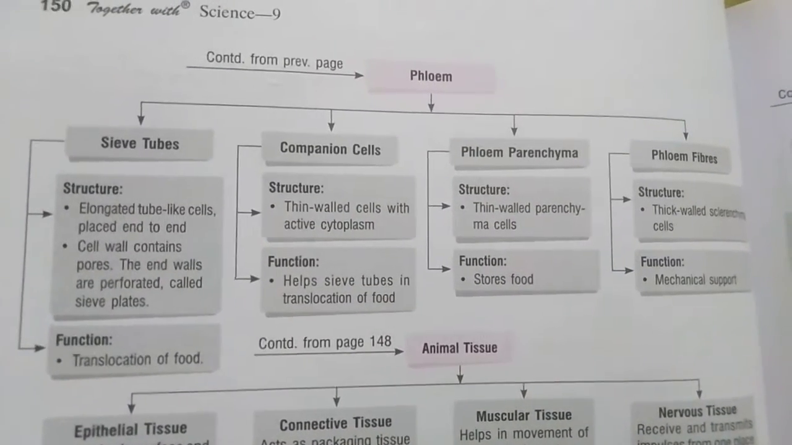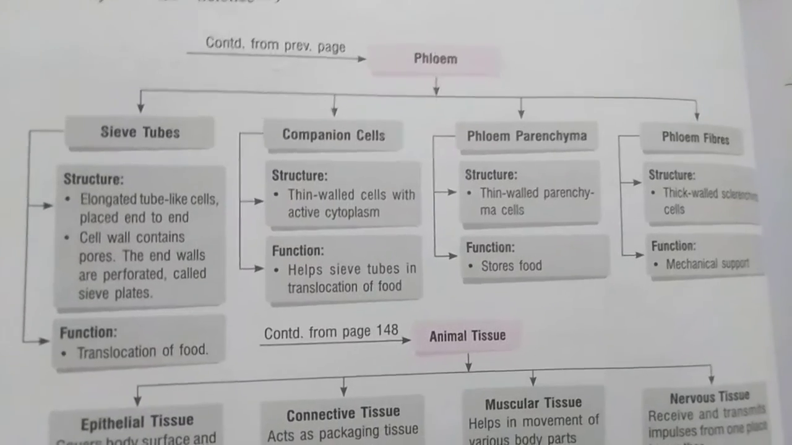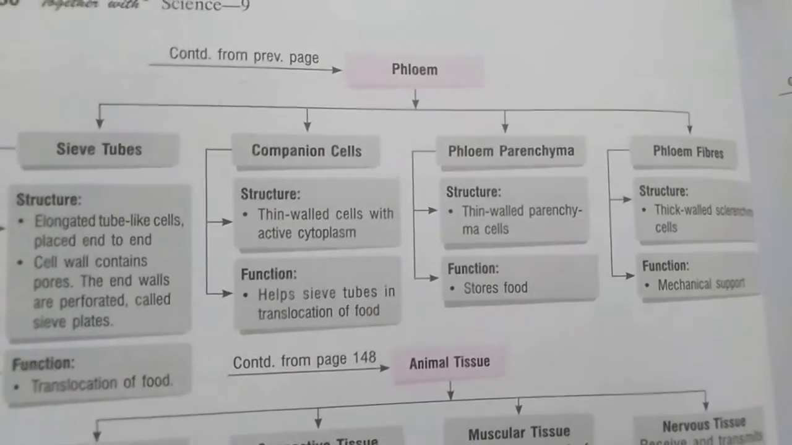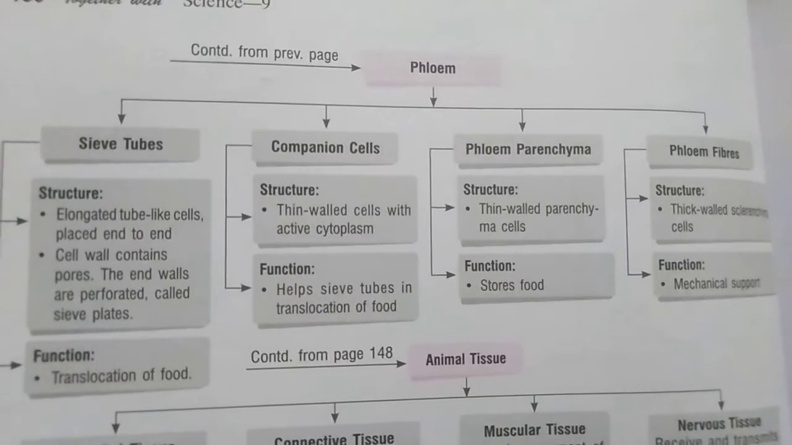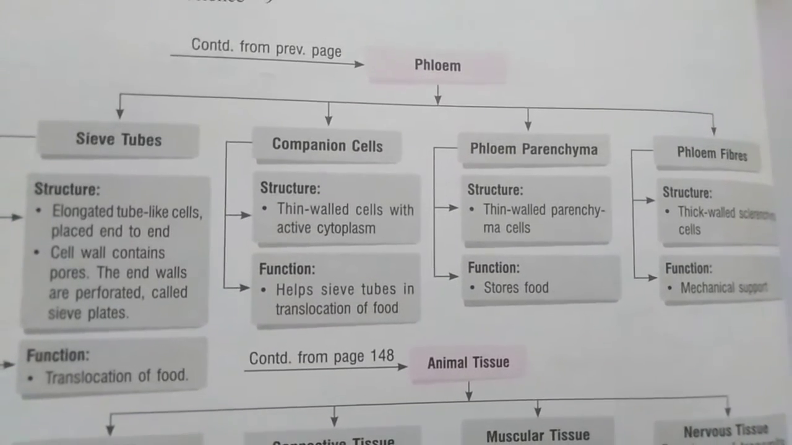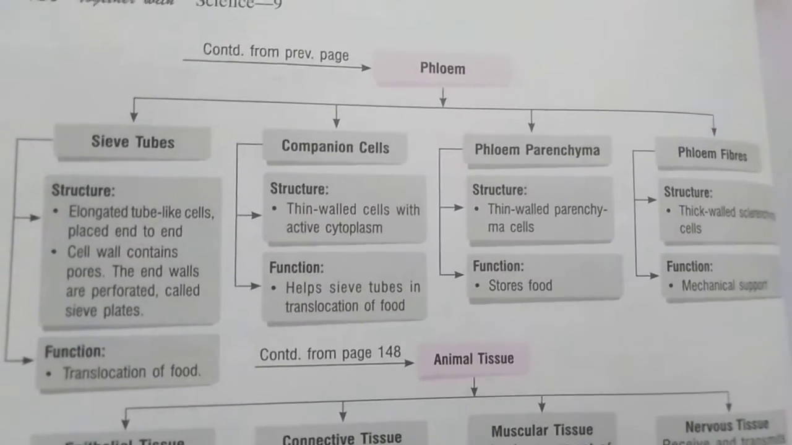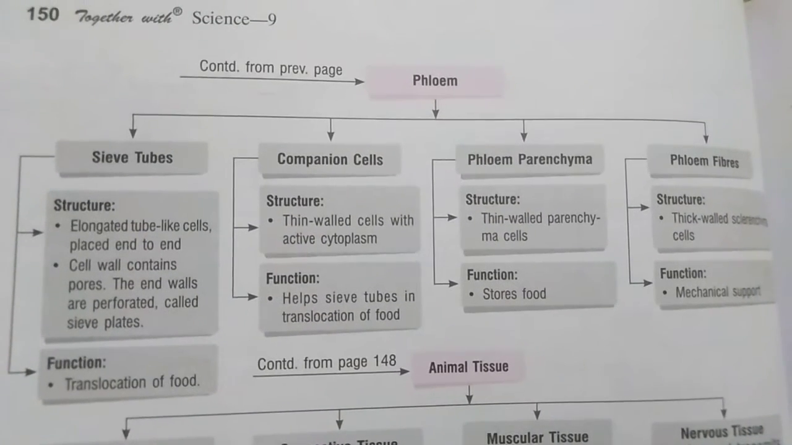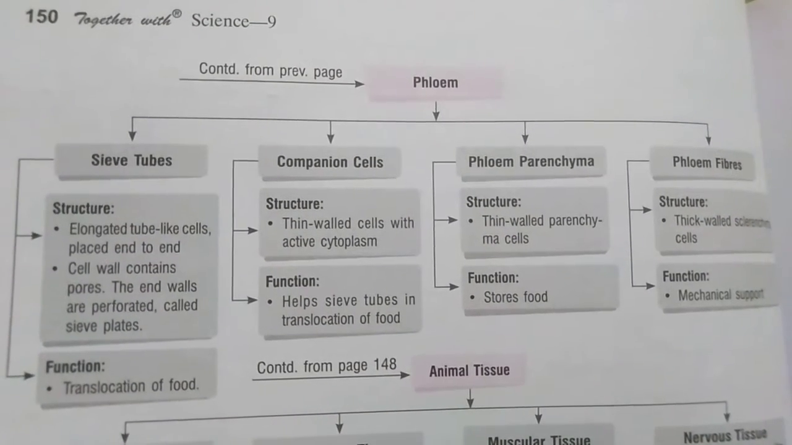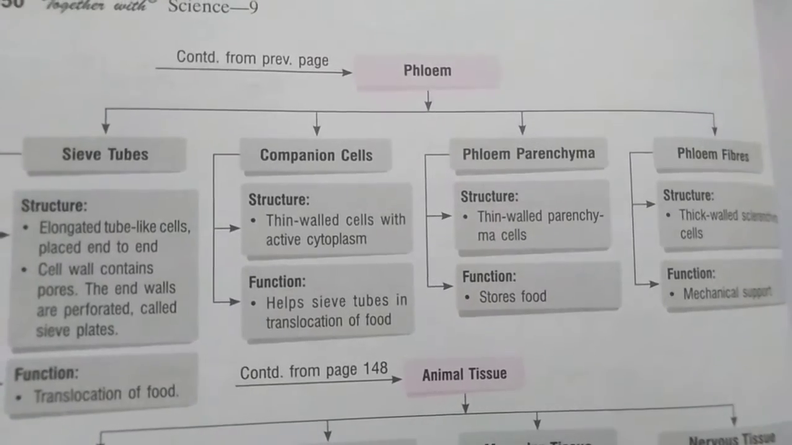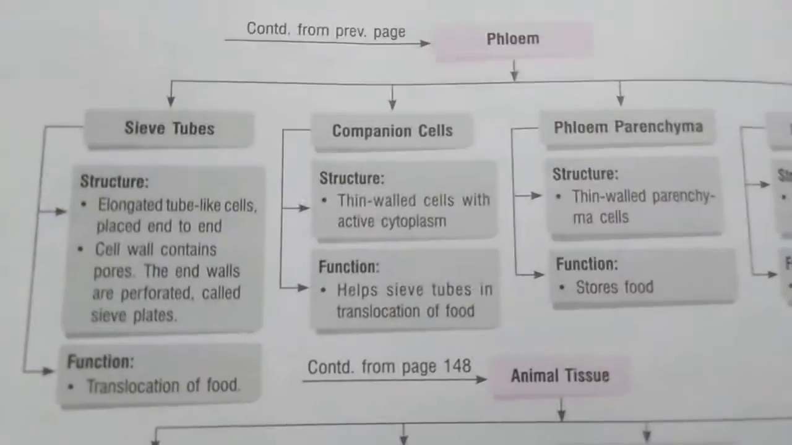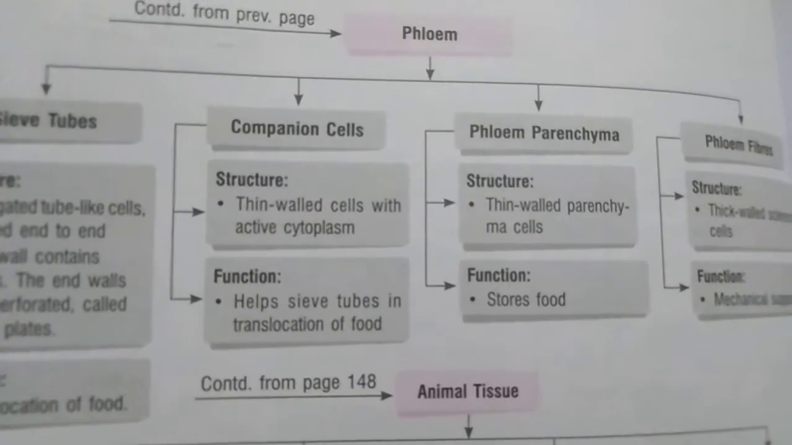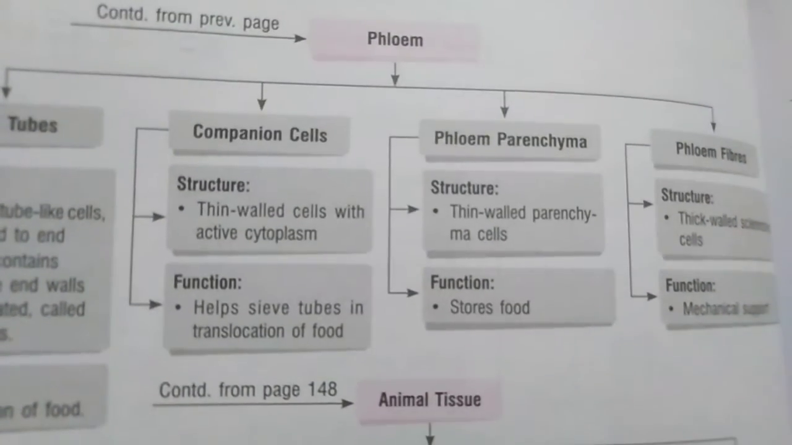So you know that we are studying the chapter Tissues, and in the previous class I taught you about the xylem. What is xylem? Xylem is a complex permanent tissue. Now today, the next part of the complex permanent tissue, that is phloem, we are going to learn about. So phloem is divided into 4 parts. What are they? These are sieve tube, companion cell, phloem parenchyma and phloem fibers.